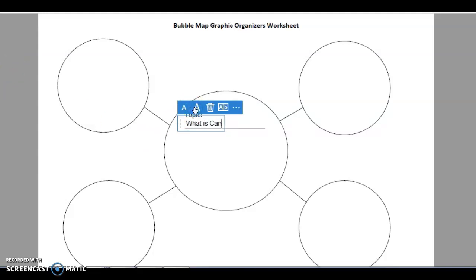What is Canton afraid of? And how does he overcome his fear? That is our question, or what we would consider our topic for this paragraph.